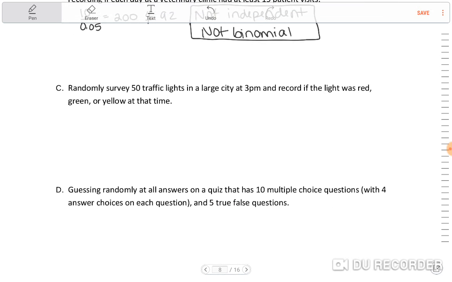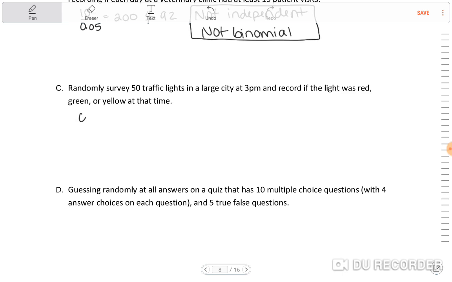Okay. C, randomly survey 50 traffic lights. I don't know how you survey a traffic light. But you randomly survey 50 traffic lights in a large city at 3 p.m. and record if the light was red, green, or yellow at that time. Okay, well, if you're recording whether it's red, green, or yellow, how many outcomes is that? Sounds like more than 2. So there are more than 2 outcomes.